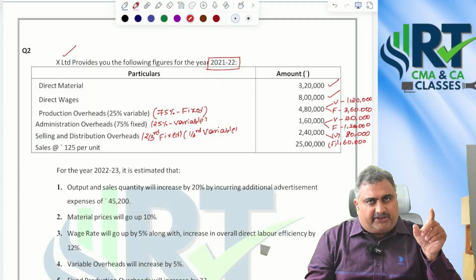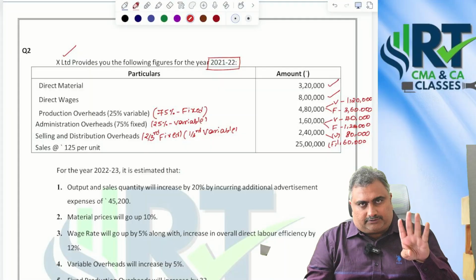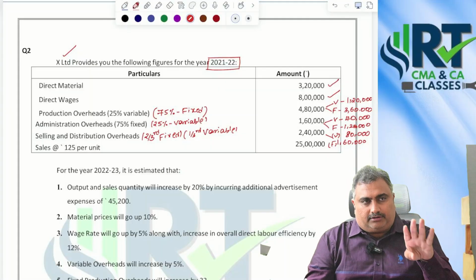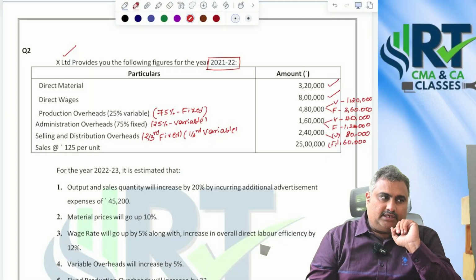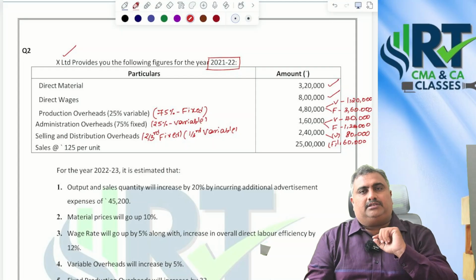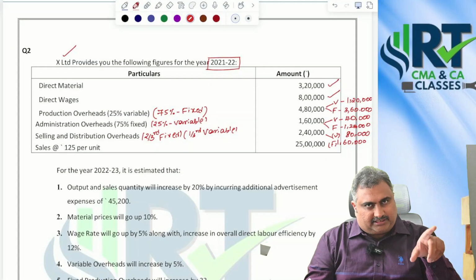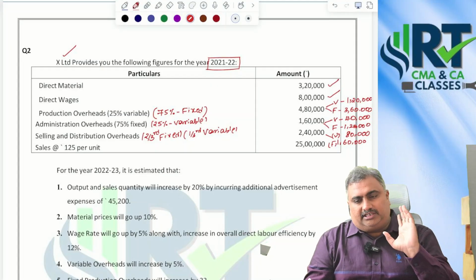That means 25% variable. 25% out of 1,60,000 means how much? 40,000. Balance 1,20,000 will be your fixed cost. Then when it comes to selling and distribution overheads, 2/3 is fixed. That means 1/3 is variable. 2/3 means how much? 1,60,000 is fixed, 80,000 is variable.